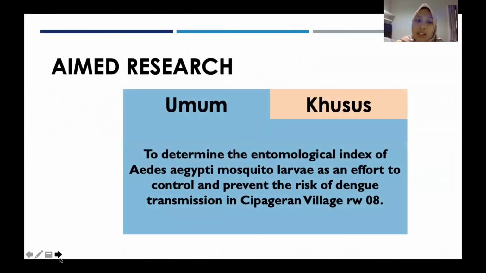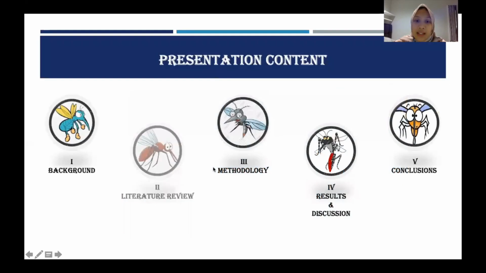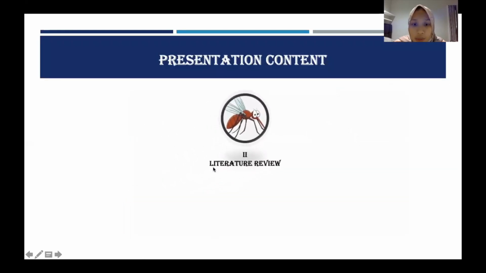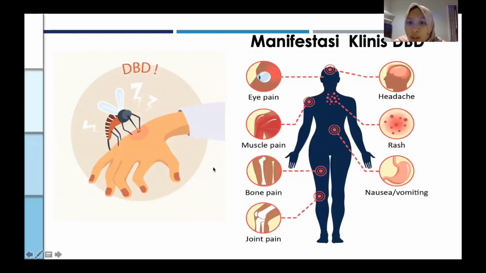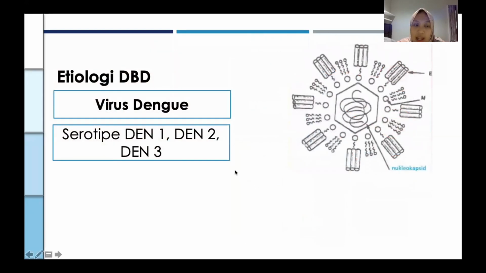This is our research aim. They are general and specific, to determine the entomological index to control and prevent the risk of dengue. The next one is the literature review. As we know, dengue hemorrhagic fever shows many clinical manifestations. The etiology of dengue hemorrhagic fever is the dengue virus. There are three serotypes of dengue virus, that is DEN1, DEN2, and DEN3.